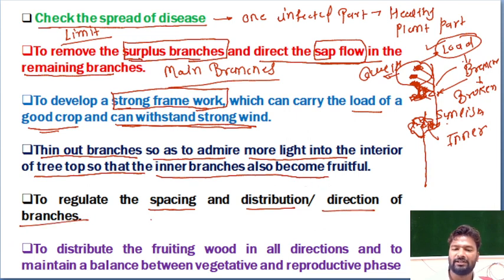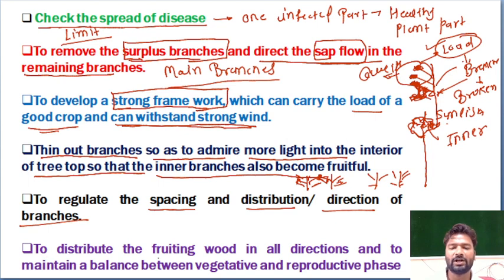So what happens if there is surplus growth? Then it needs more space like this. If we remove some and thin out the crops, then there will be better spacing, which improves the aeration and the distribution and direction of the branches.